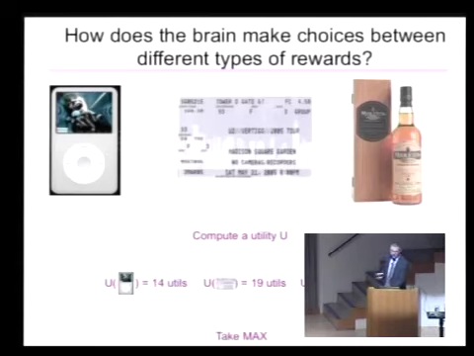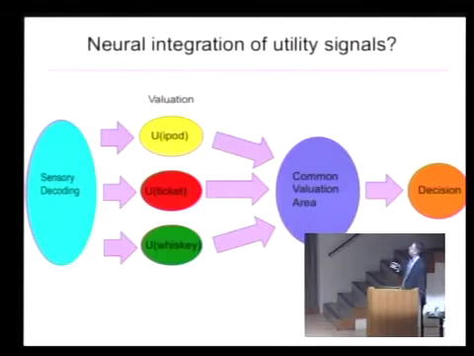So the question is, how does the brain do this? And obviously what you'll do is you'll take the maximum utility. And so what you might imagine is that somewhere you decode what the item is. You recognize it. It's a bottle of whiskey, or it's an iPod, or it's a ticket. And somewhere you'll value that item. You'll say, well, this is worth a certain amount of utils. This is worth a certain amount. This is worth a certain amount. Somewhere in the brain, these values will mix together, so you can then start to compare them and decide which one you want. So somewhere there should be a common area of the brain which represents the values of all these items that allows you to make a decision.